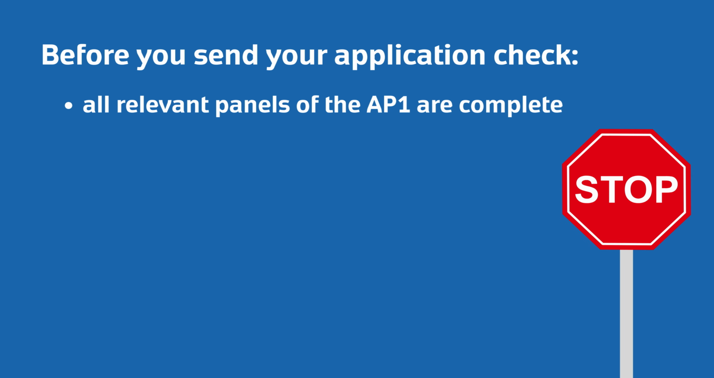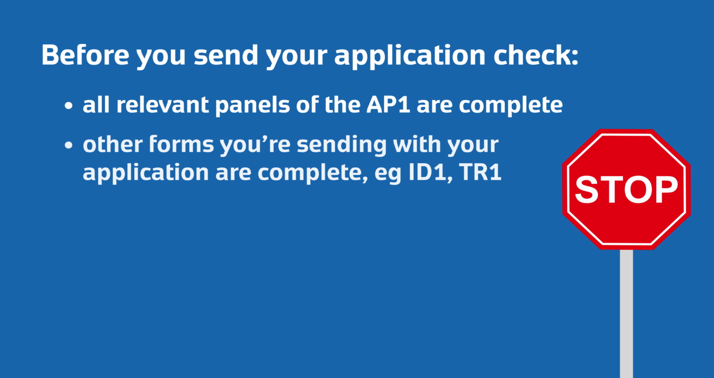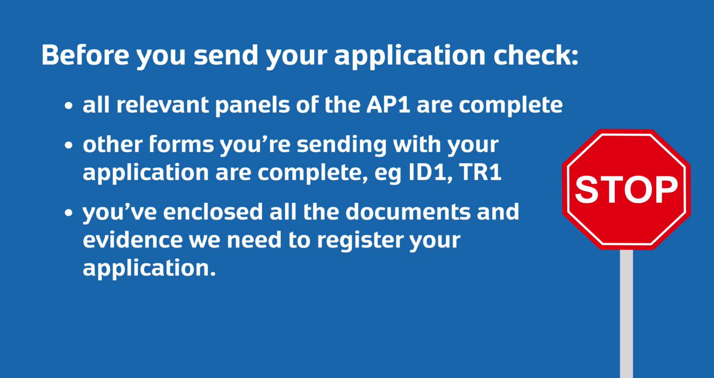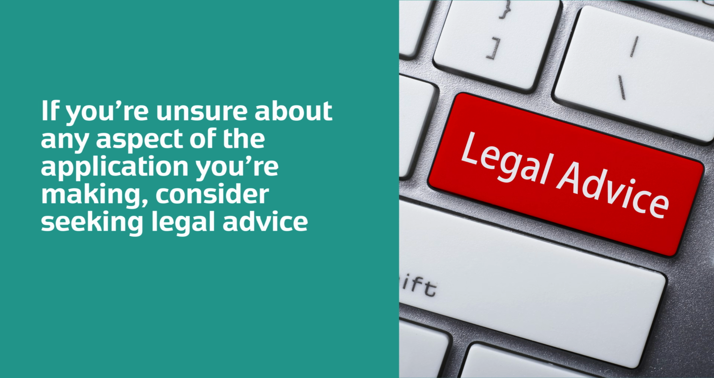Before you send your application, please check that all relevant panels of the AP1 are complete, that any other forms you're sending with your application are complete, for example, forms ID1, TR1 or DS1, and that you've enclosed all the documents and evidence we need to register your application. If you're unsure about any aspect of the application you're making, please consider seeking legal advice. HM Land Registry cannot offer legal advice.